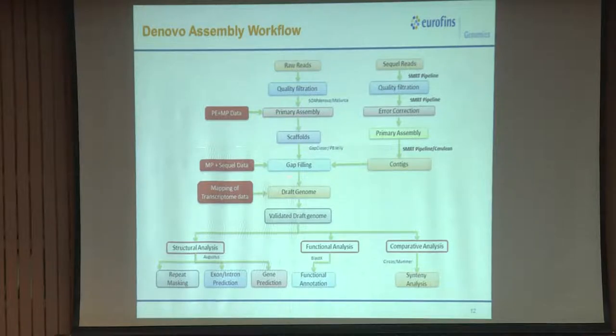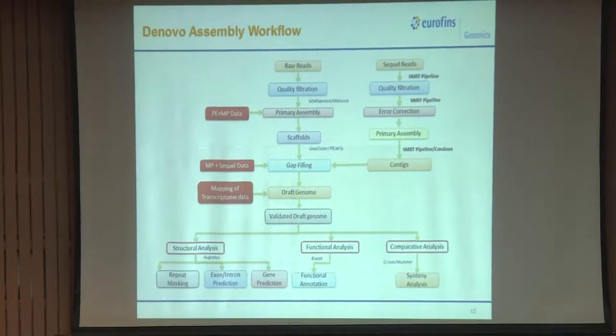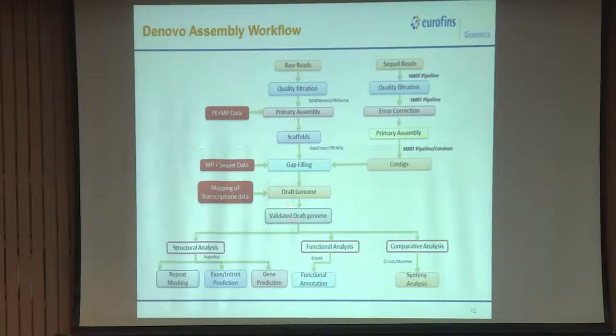After the scaffolds, we have lots of stretches of Ns, so we do gap filling. Gap filling is where the longer insert length and longer read length come into play. So, we use the mate pair and the PacBio for my gap filling, right. Once I am done with the gap filling, we have a draft genome which is ready for validation. I have a draft genome with contigs, super scaffolds and a gap-filled genome. So this is what makes it a draft genome.